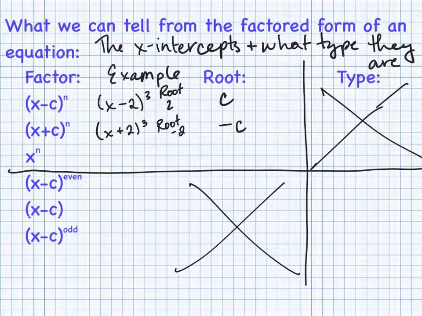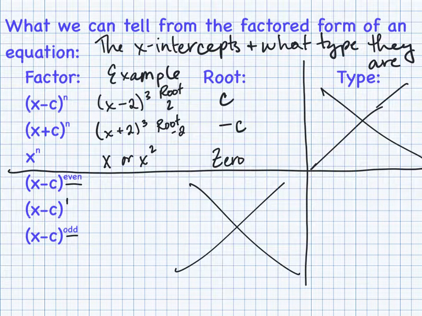Now x to the n, if I just have an x or an x squared or x to the third or whatever, and there's no parentheses around it, that means that I have a root at 0. And that is the most commonly forgotten one. So the next part focuses on the degree of the polynomial.